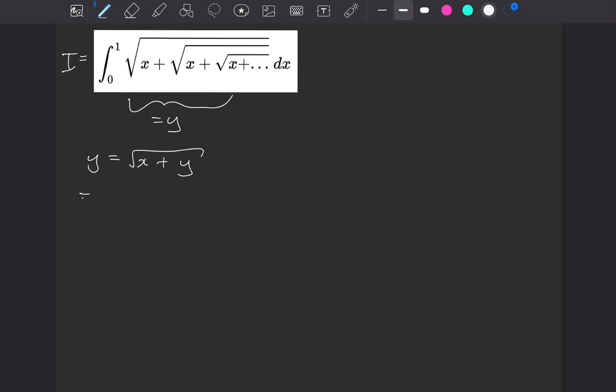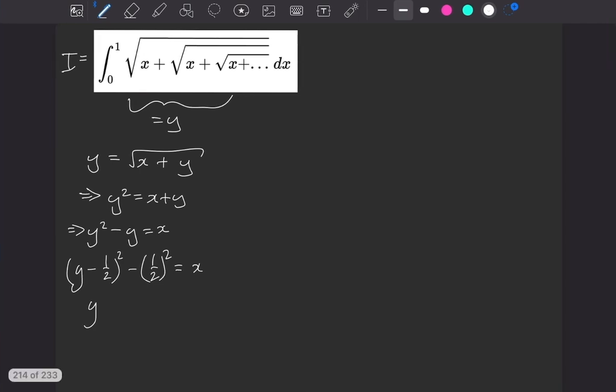And rearranging this then, we have that y squared is equal to x plus y, and that y squared minus y is equal to x. So if we complete the square on this to try and find a value for y in terms of x, we'll have y minus 1/2 all squared minus 1/2 squared is equal to x. So when we take this half over, what we can say is that y is equal to 1/2 plus the square root of 1/4 plus x. Spot on.